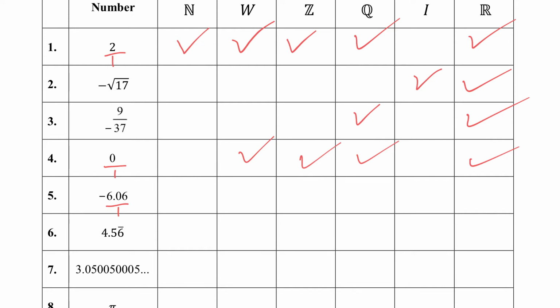But what you can do is multiply the top and the bottom by 100, and that will give you negative 606 over 100. And that proves that it's definitely a rational number, which makes it real.